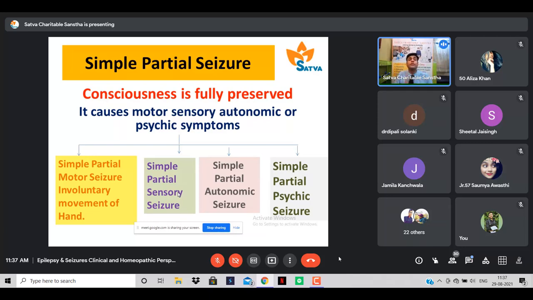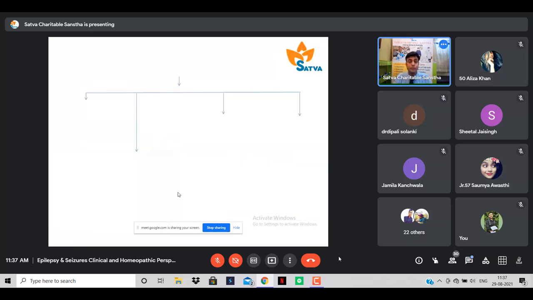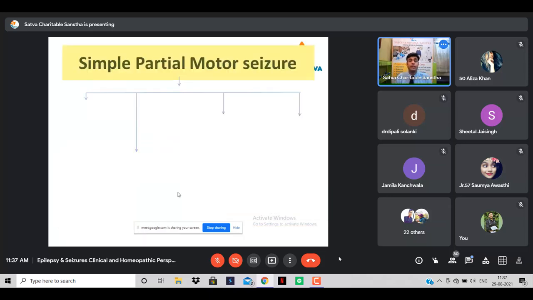So here the concept of individualization has to be kept in mind when we are trying to take a history. We will be able to take a better history only if we know the classification of these types of convulsions. Now, when we were talking about motor, we spoke about sensory, simple sensory. Then we spoke about the autonomic features in a simple partial, then the psychic symptoms which are coming up.